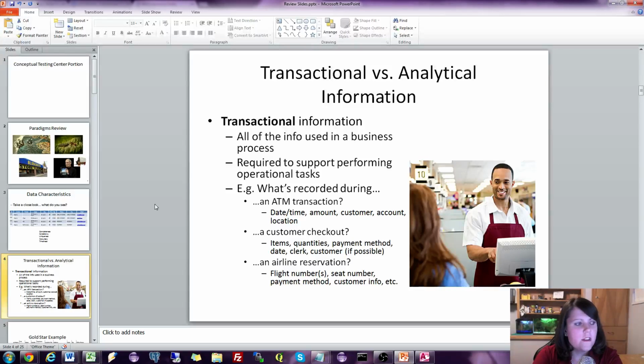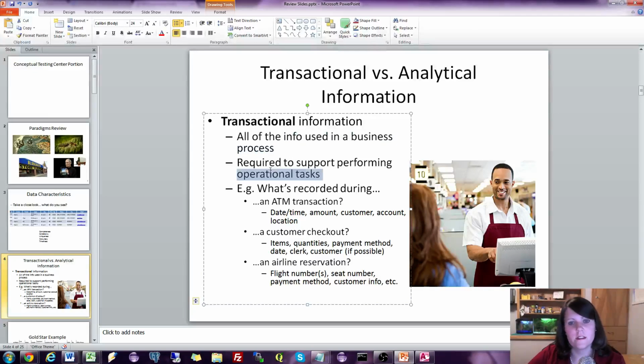We also briefly touched on the difference between transactional and analytical information. Transactional information is the data that you receive or send during a transaction. Usually these are basic pieces of information used in a business process that are required to support operational tasks. For example, the date and time, location, amount, and customer account of an ATM transaction. These are just pieces of data involved when the system is running.